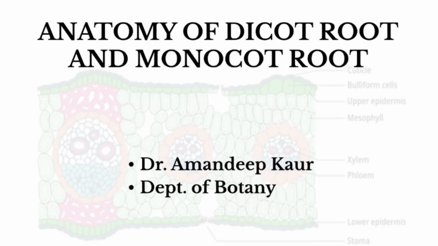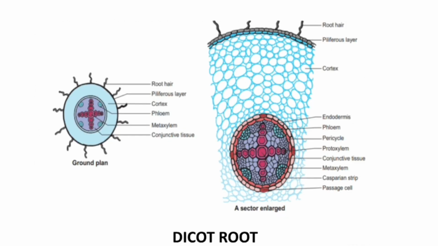Hello students, today's video is all about anatomy of dicot and monocot root. So first of all, what is anatomy? It is the study of internal structures. Roots show a comparatively simple internal organization as compared to stem due to lack of nodes and internodes. So a transverse section through the dicot root shows the following tissues from outside to inside.